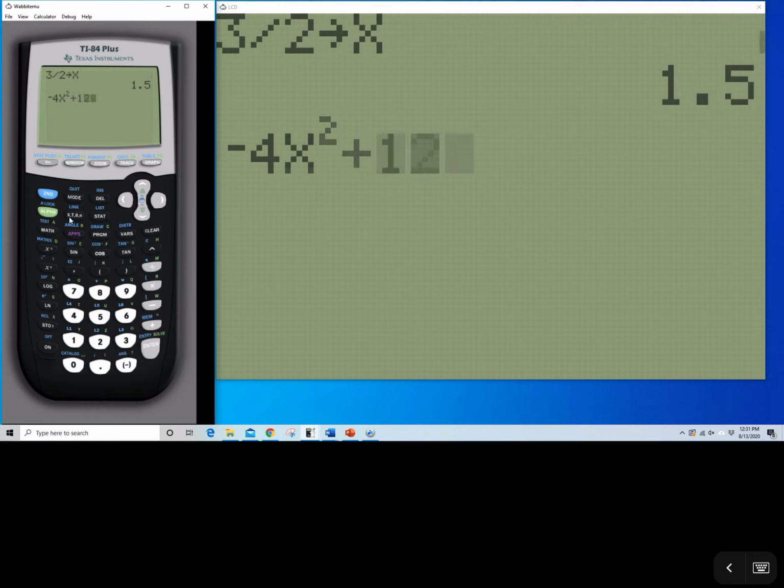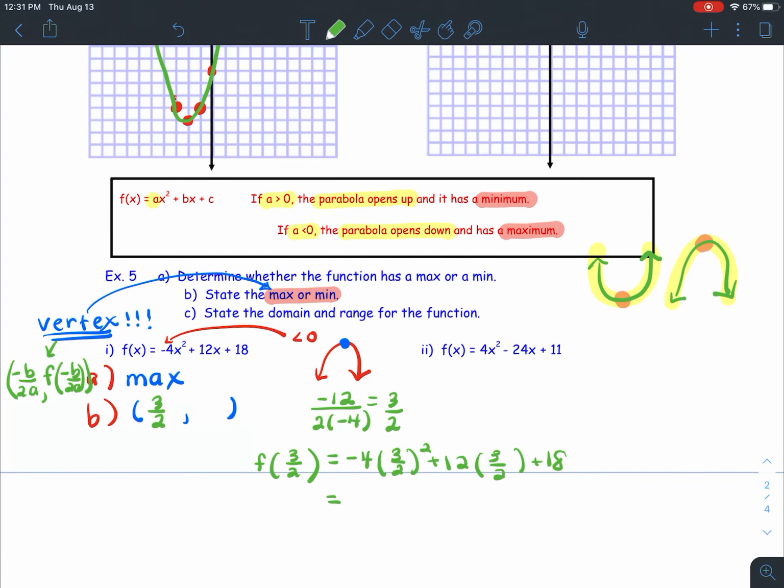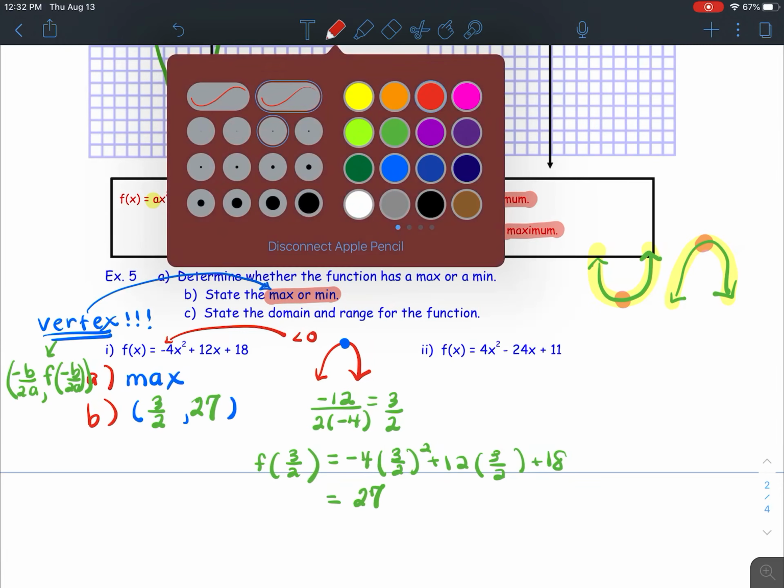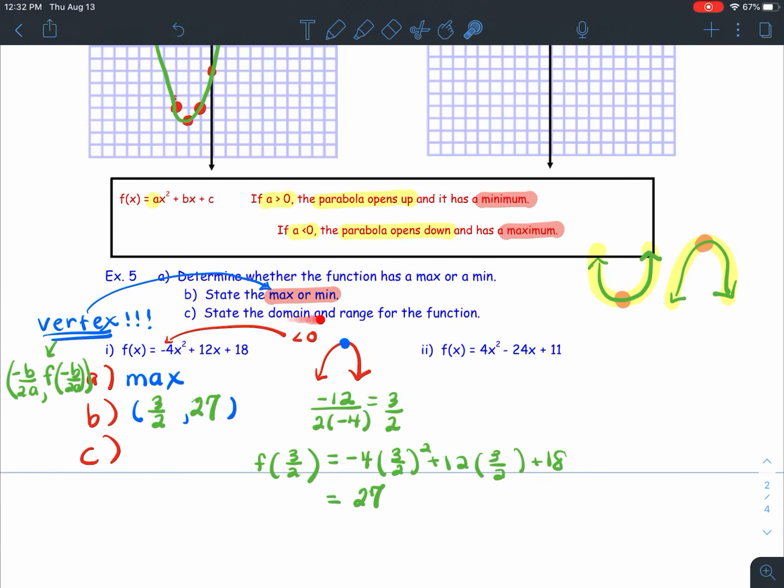And so what we can do now is we can go back to the equation, negative 4, and I'm just going to type an x here, x squared, plus 12x plus 18, and the calculator's doing all the dirty work of substituting the 3 halves in for me since I stored a 3 halves in for the x. And I can see that this eliminates all the parentheses and me having to type in 3 halves multiple times. I can see that the y value that I would get back out would be 27. So I get a 27 for the y-coordinate of the vertex.